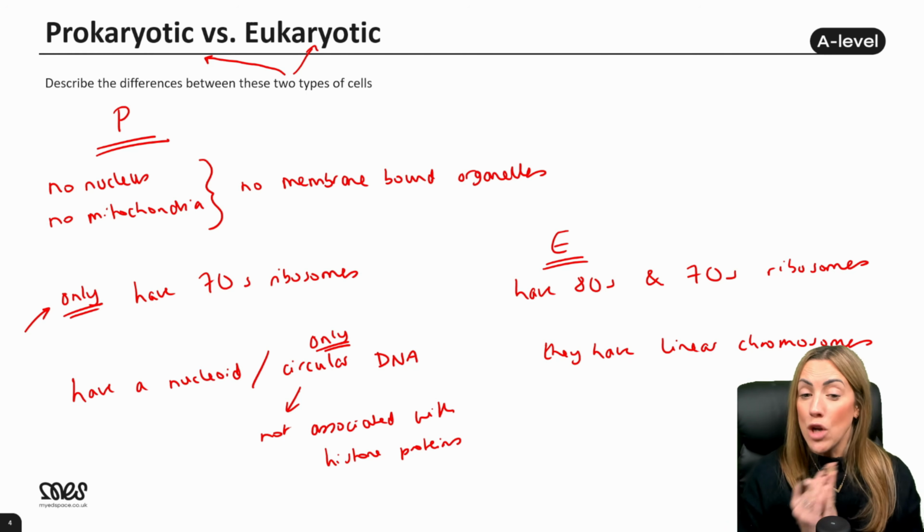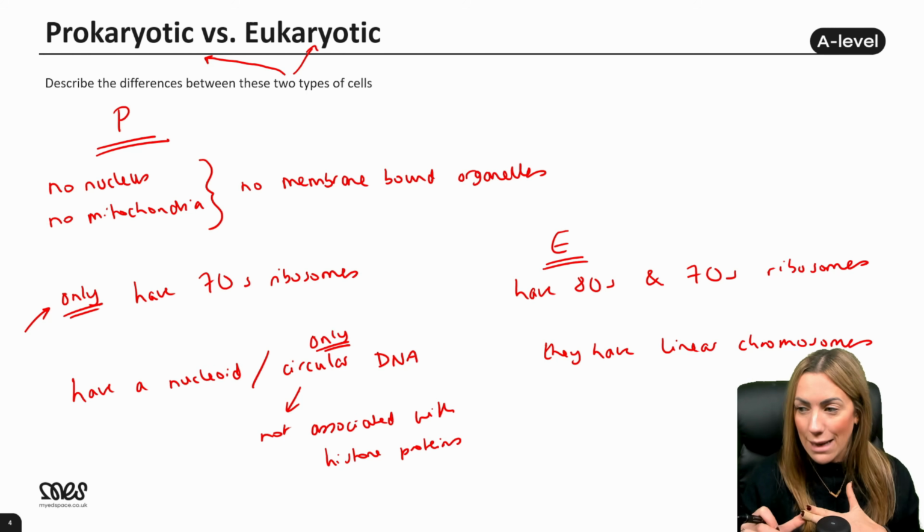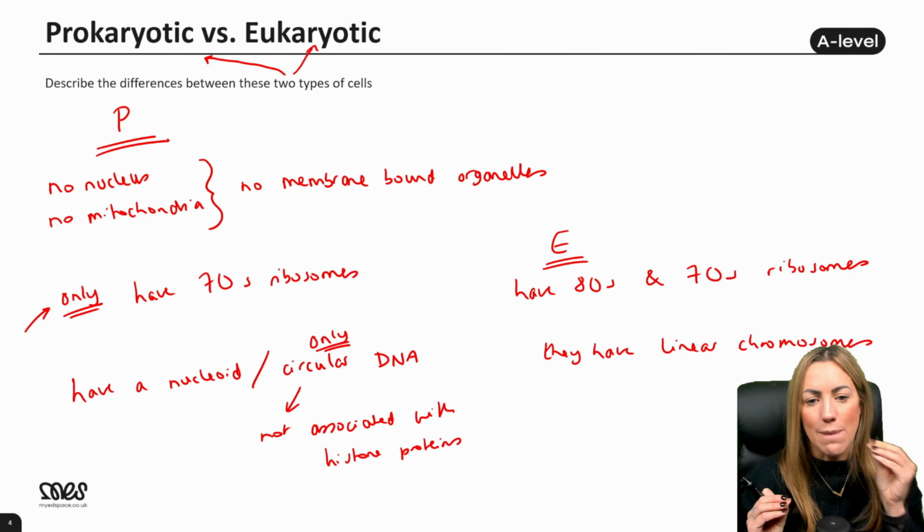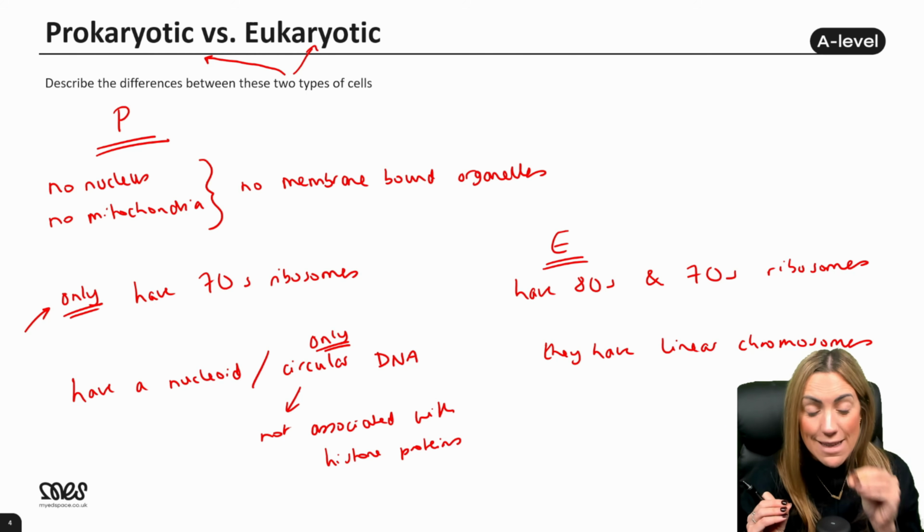You'll notice that I'm not talking about flagella. I'm not talking about pili. I'm not talking about a capsule. I'm not talking about plasmids. It often will not be accepted on the mark scheme because not all prokaryotes have them. So I'm focusing on specific and clear differences.